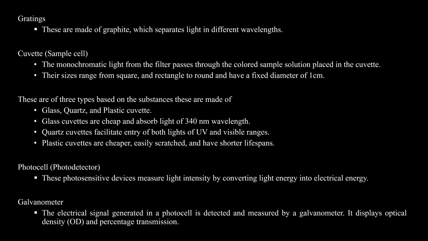Photocells have photosensitivity to measure light intensity, converting light energy into electrical energy. The galvanometer displays the signal detected by the photocells as optical density and percentage of transmission.